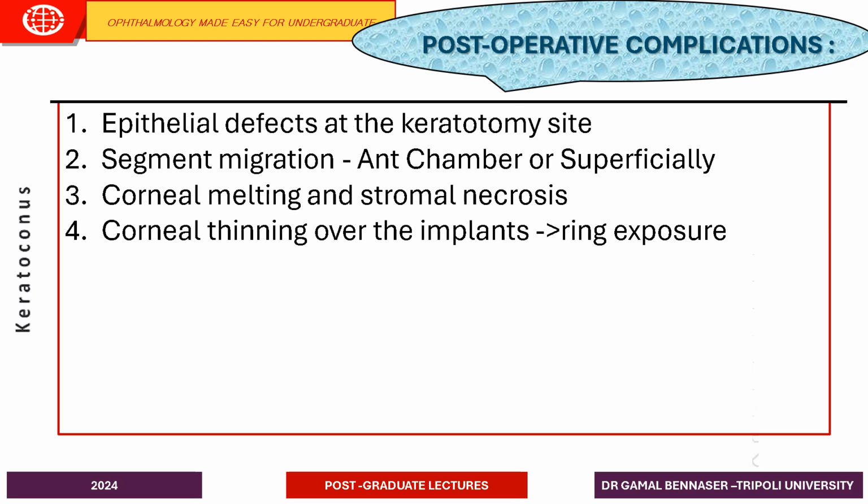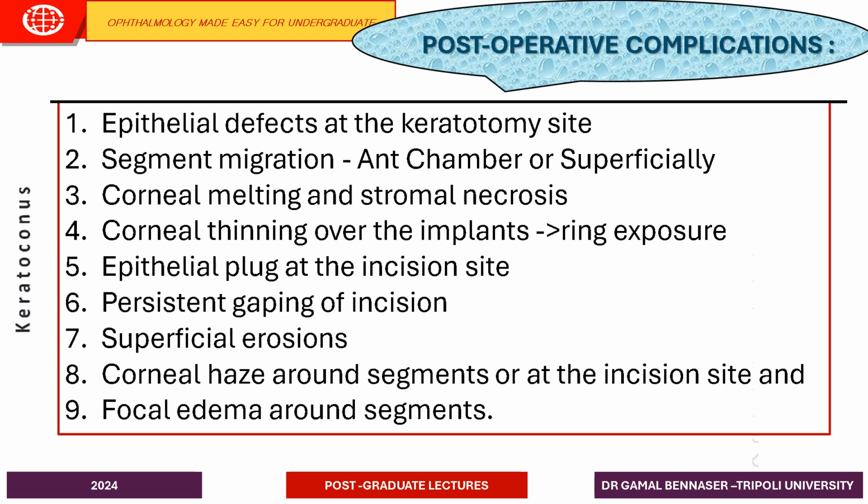Also, corneal melting and stromal necrosis is a rare complication, with corneal thinning over the implant, and this leads to ring exposure. Sometimes there will be necrosis of the stroma over the implant, and this will lead to extrusion of the segment outside due to thinning of the stroma.